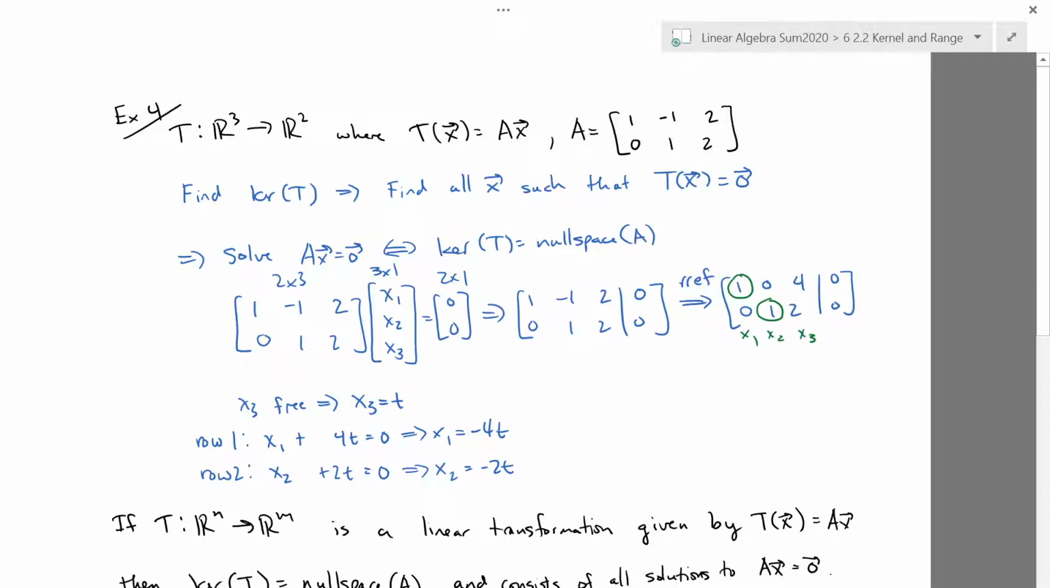Okay, so what do we get? (x1, x2, x3) is equal to, x1 was minus 4t, x2 is minus 2t, and x3 is t. So the kernel of T is exactly this.